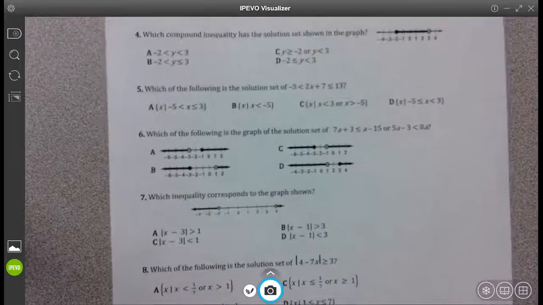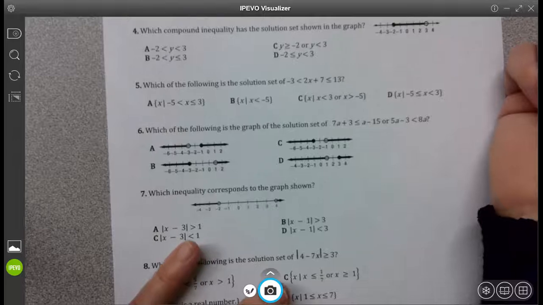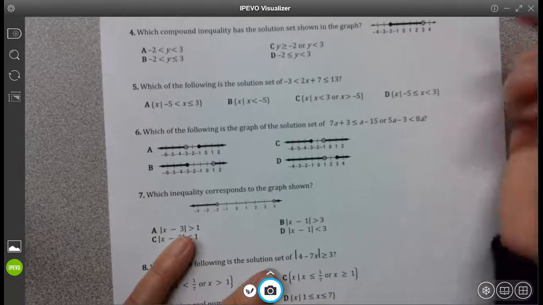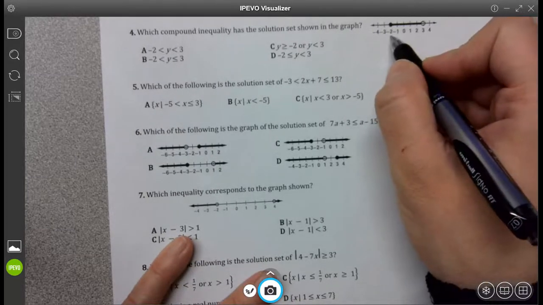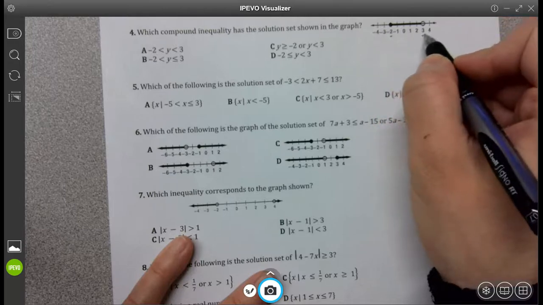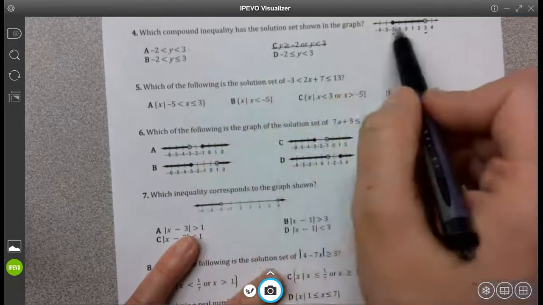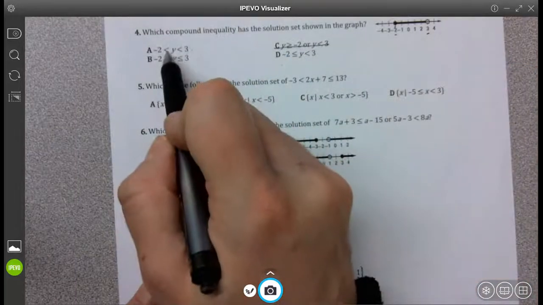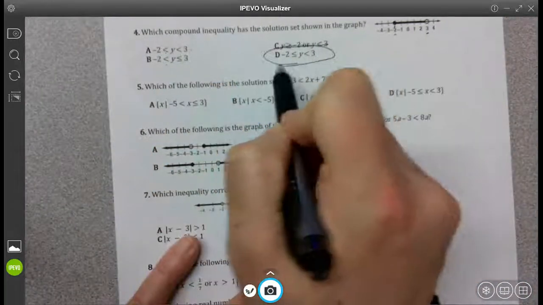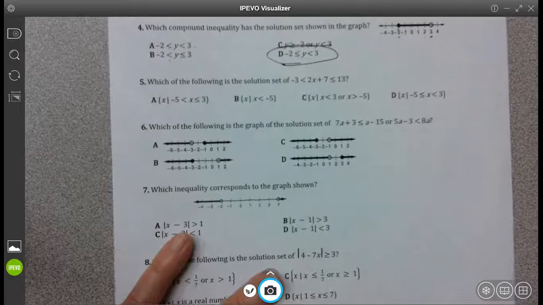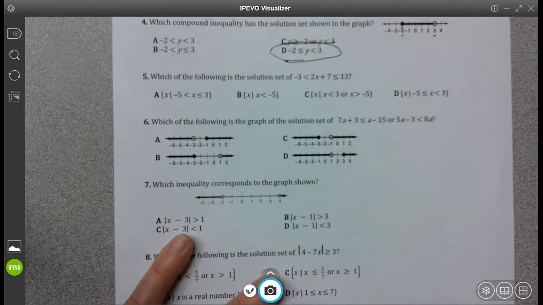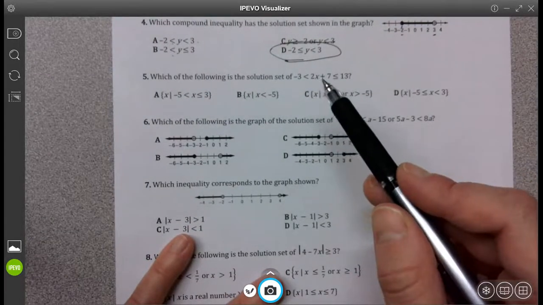Which compound inequality has the solution set shown on the graph? So I got to be between these two. I got to be between negative 2 and 3. This one's open circle, so this isn't in between. These are all between. This one's a filled in circle, so it's got to be equal to. It's this one.